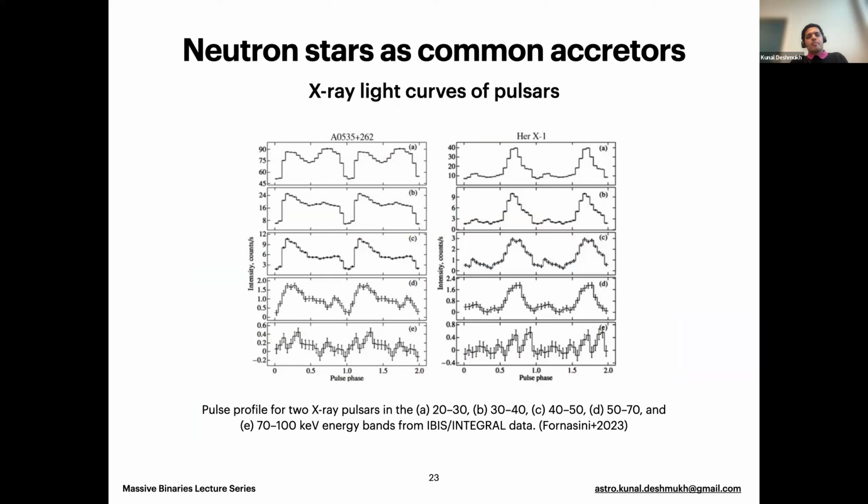In actual data, this is how the pulses look. These are two example X-ray binaries observed with the INTEGRAL X-ray telescope, and the different panels show different energy bands: 20 to 30, 30 to 40, 40 to 50, 50 to, and so on in kilo electron volts. Even in different energy bands, the behavior of the pulsation is not the same. It's different, because different phenomena are contributing at different energies as far as the emission from these is concerned.